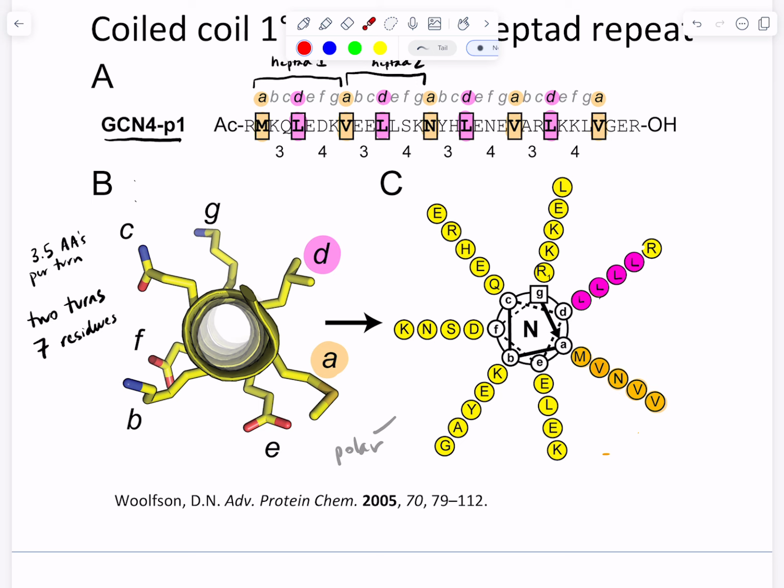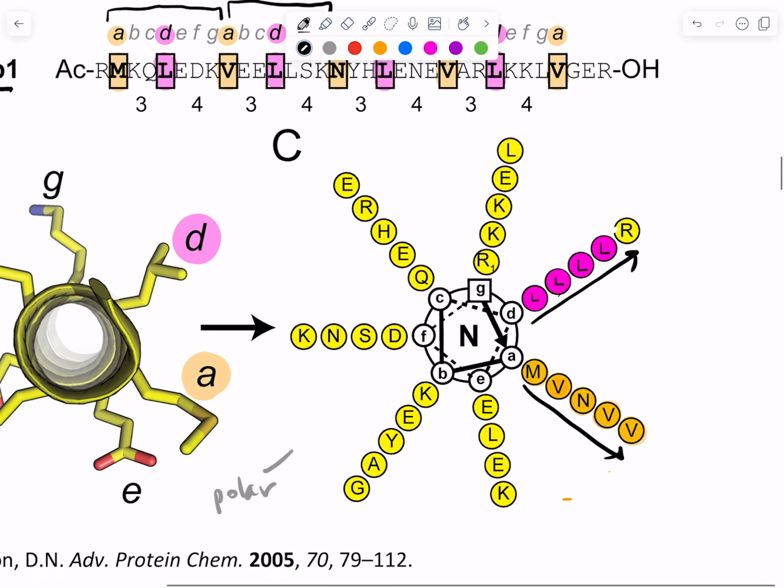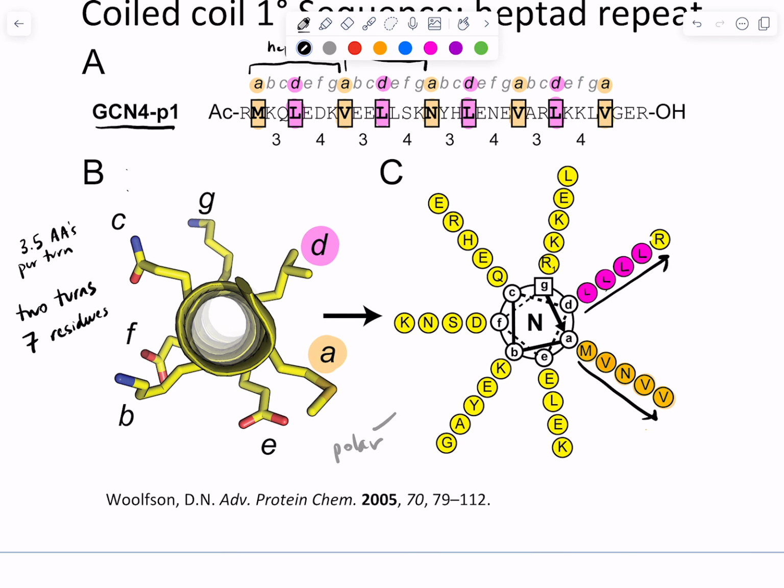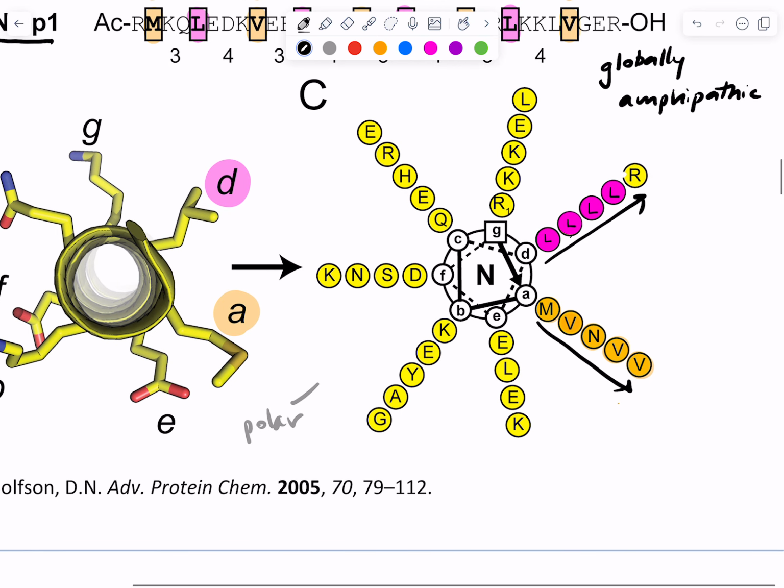You can turn it into a prettier picture and just list each of the A position residues starting closest to the N terminus and moving outward towards the C terminus, and then the D position residues likewise. And you can see that all of those orange and pink residues are aligned along the same face of the helix. We have a helix that is what my PhD advisor used to call globally amphipathic. Globally meaning overall, amphipathic meaning two characters or two loves, a hydrophobic face, which is this one.